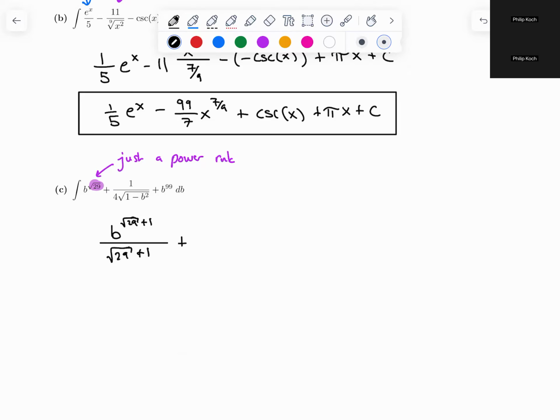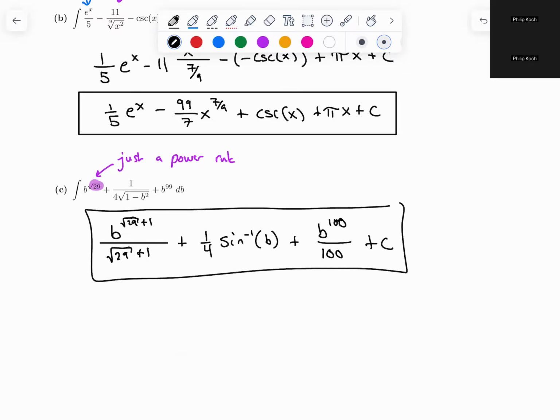Anyways, plus 1/4. 1 over the square root of 1 minus b squared is sine inverse of b, or negative cosine inverse of b if you're feeling cheap. And the last one, b to the 99. 99 is just a number. So this is b to the 100 over 100 plus a constant c. And that's that.